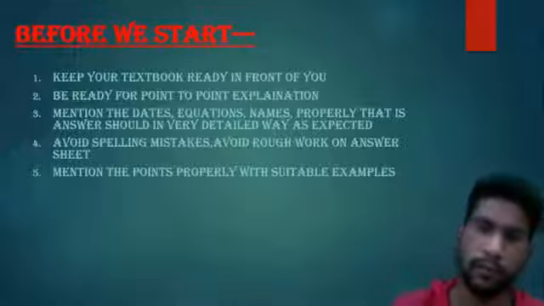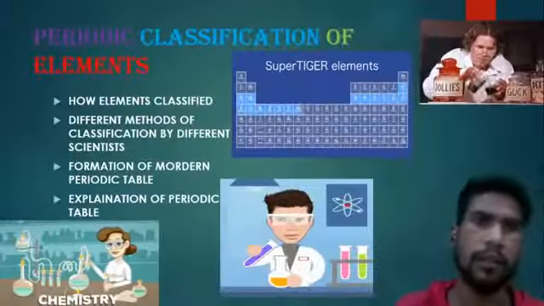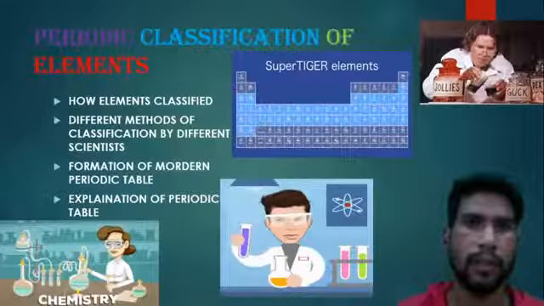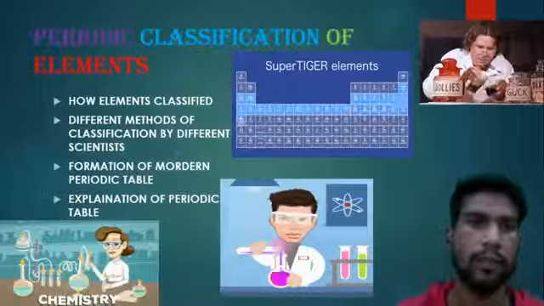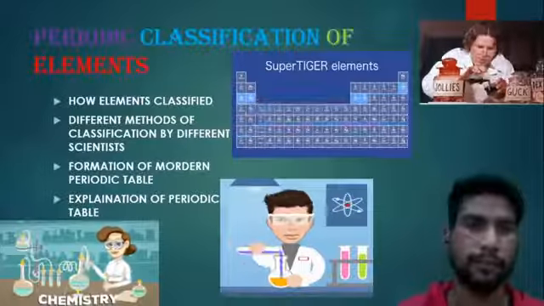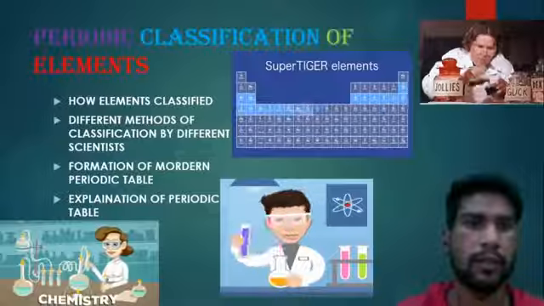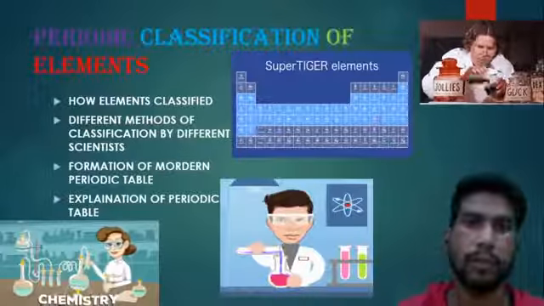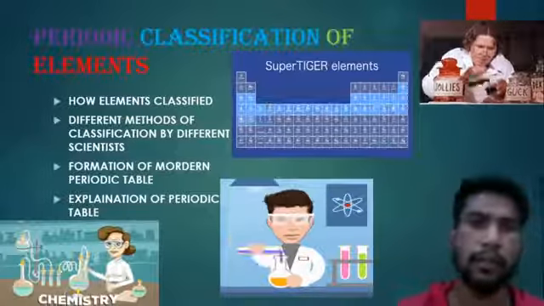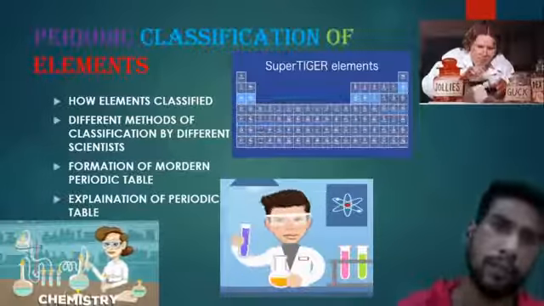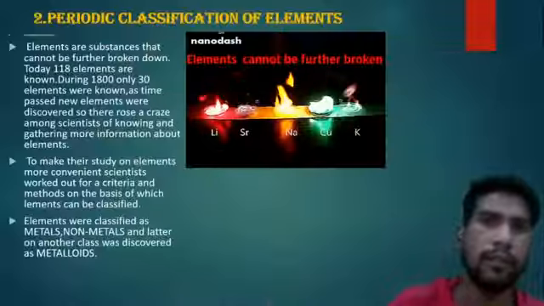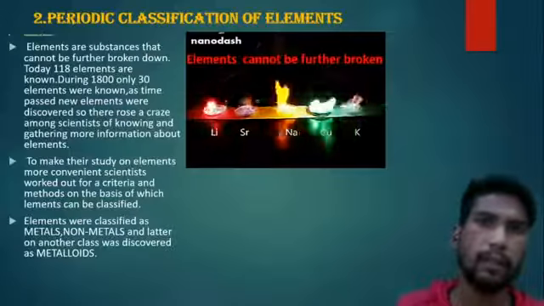So now let's continue with our lesson, periodic classification of elements. What we are going to learn here: first, how elements are classified. Second, different methods of classification by different scientists. Third, formation of the modern periodic table. And fourth, explanation of the periodic table. So let's continue with our lesson, periodic classification of elements.